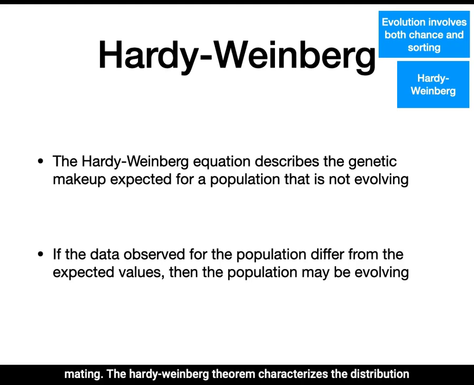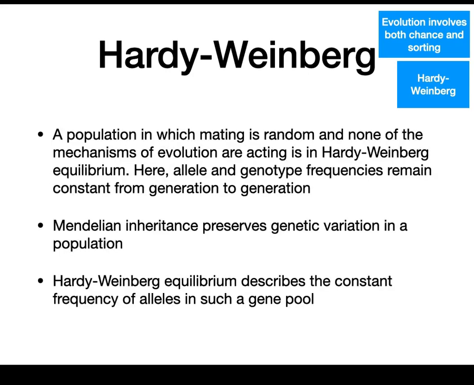The Hardy-Weinberg theorem characterizes the distribution of genotype frequencies in a population that is not evolving. It's a fundamental model for population genetics. Hardy-Weinberg describes the genetic makeup expected for this population that's not evolving. If data observed for the population then differs from the expected value, then the population may be evolving. A population in which mating is random and none of the mechanisms of evolution are acting is in Hardy-Weinberg equilibrium. Here, allele and genotype frequencies remain constant from generation to generation.